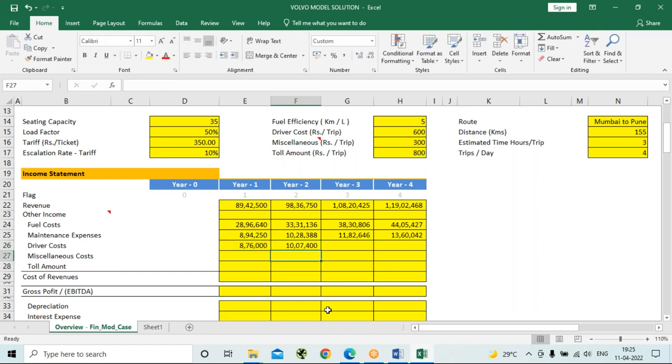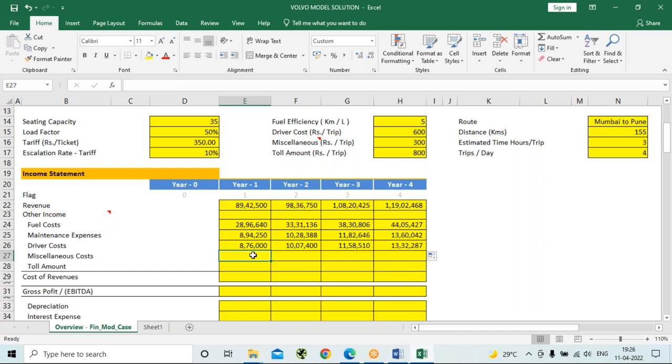So 10,07,400 is the value. So we are going to calculate the same for the other years.